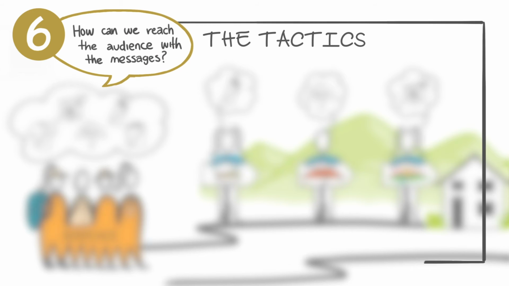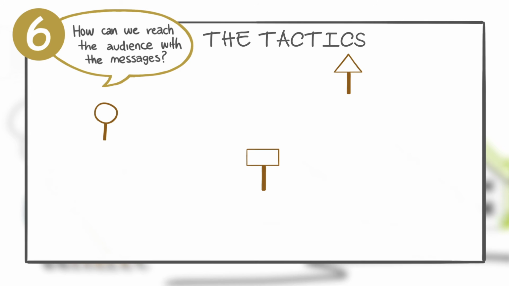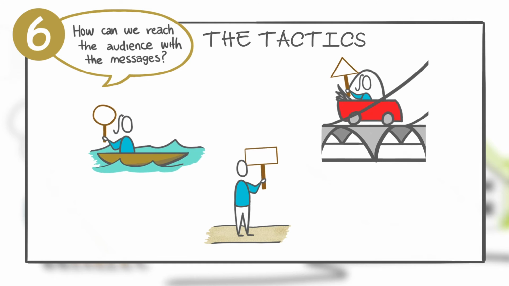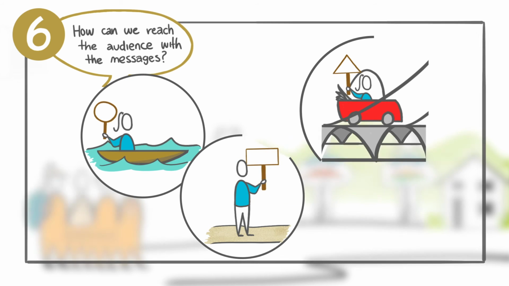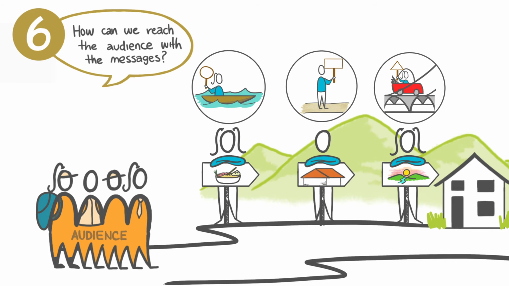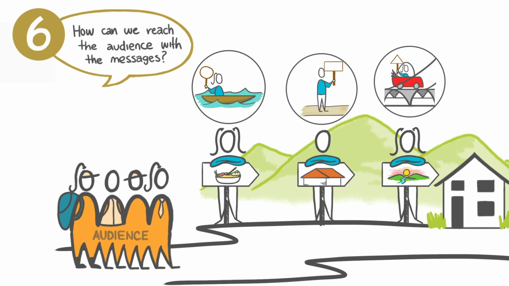In the sixth step, we define the tactics. How can we reach the audience with the messages? Tactics are the set of materials, resources and channels that you must use to reach the audience with the messages in the manner and at the time they must arrive. It is possible that each message requires a different strategy, a different tactic, to help mobilise the audience in the direction we need them to go.